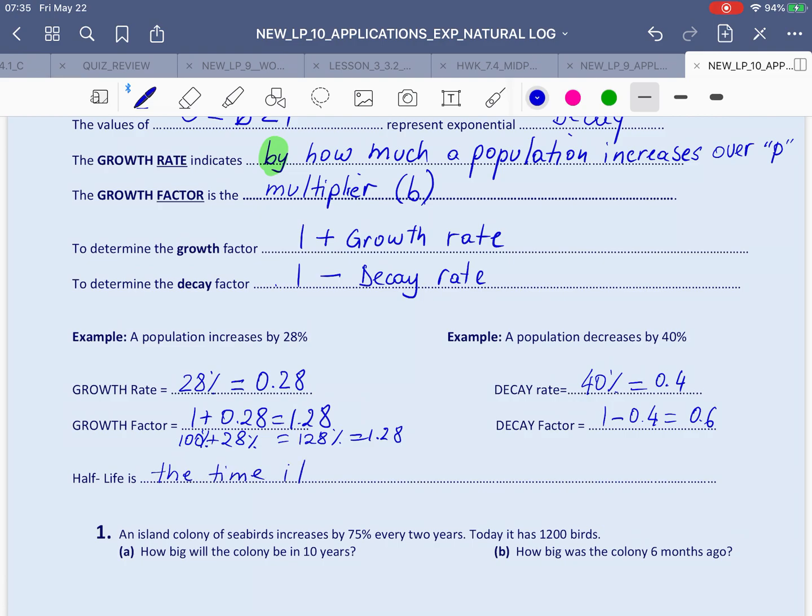Half-life is the time it takes for a population to become half.